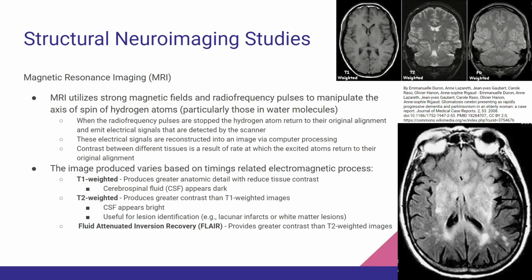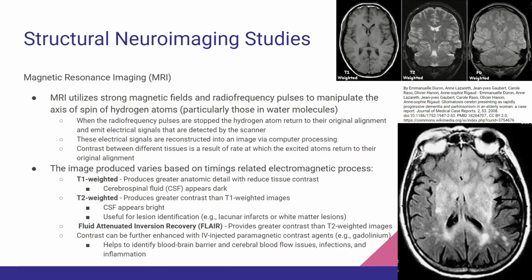And another process is called fluid attenuation inversion recovery, or FLAIR, and that provides even greater contrast compared to T2 weighted images. So if you look at the graphic on the top, you can see examples of the T1 and T2 weighted images. They're not the same slice, but you can see the difference in contrast that occurs in the T1 image versus the T2 image. And then in the bottom right, that's a FLAIR image. You can further enhance contrast by injecting paramagnetic contrast agents such as gadolinium, and that can help to identify blood-brain barrier and cerebral blood flow issues, infections, and inflammation.